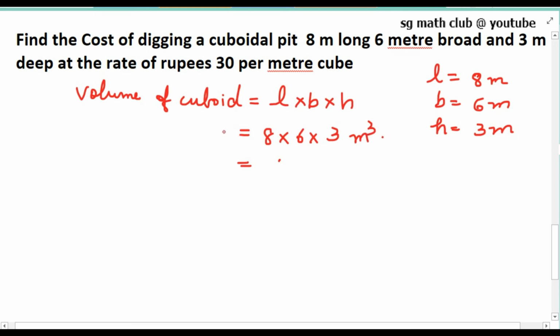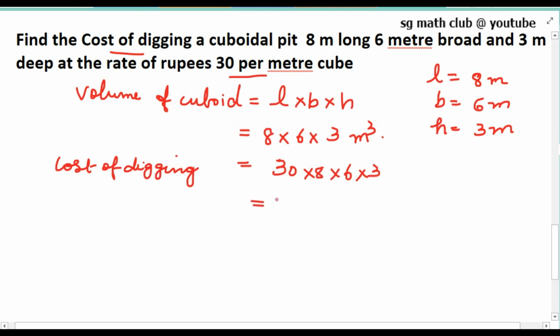Now next, this question has two parts. We need to find out the cost of digging a cuboidal pit at the rate of rupees 30 per meter cube. So the cost of digging is equal to, with this volume you need to multiply 30. So 30 into 8 into 6 into 3, which is equal to rupees 4,320.